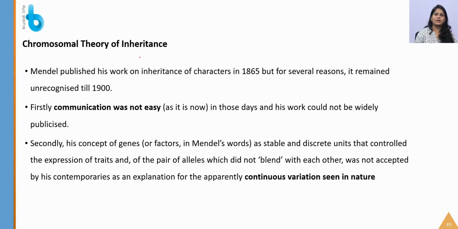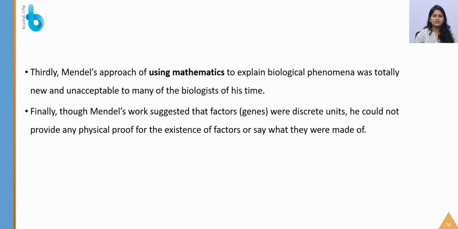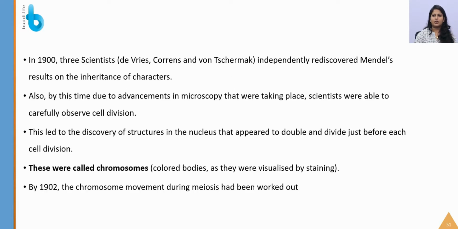So next will be the chromosomal theory of inheritance. We told that Mendel published his work in 1865, but for several years it remained unrecognized. Why? Because communication was not easy in that period. Continuous variation was seen in sexual reproduction. Thirdly, as I said, Mendel was a mathematician. He used that approach and those techniques in biology, which biologists at that time did not accept.